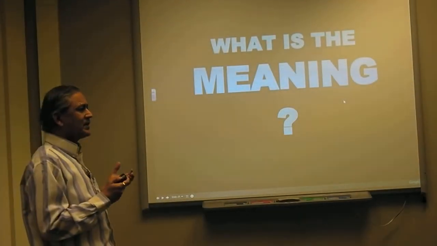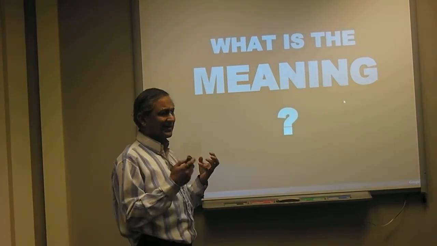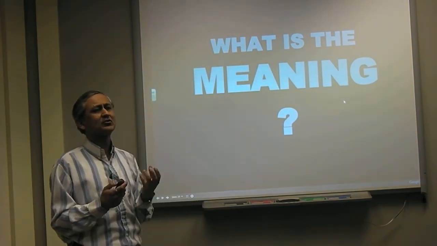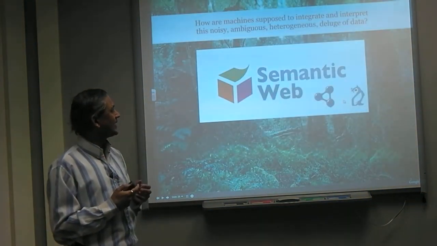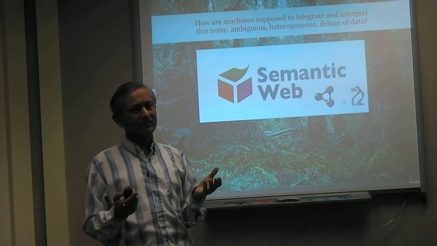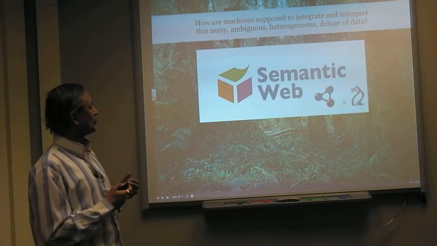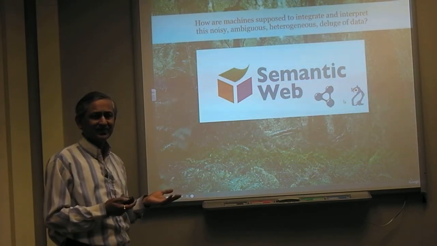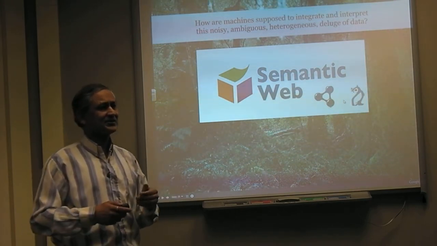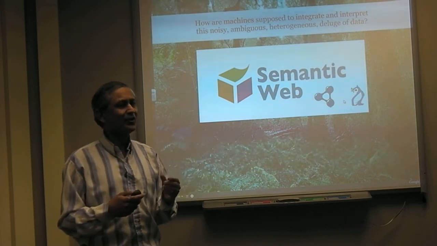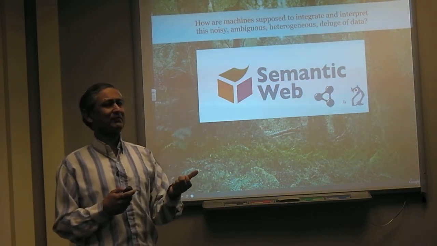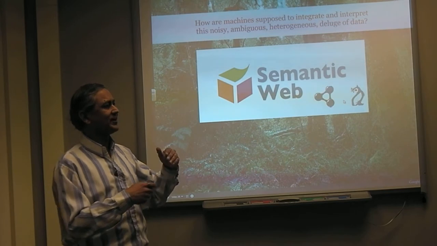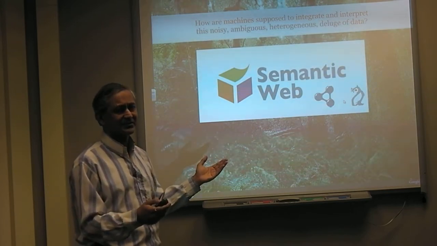So where is the meaning? How do we make this data a lot more meaningful, much easier to interpret and search? For that, the semantic web comes into the picture. As we have dealt with other types of data, our strategy is again to annotate this type of data. We talked about annotating textual data in the previous classes.